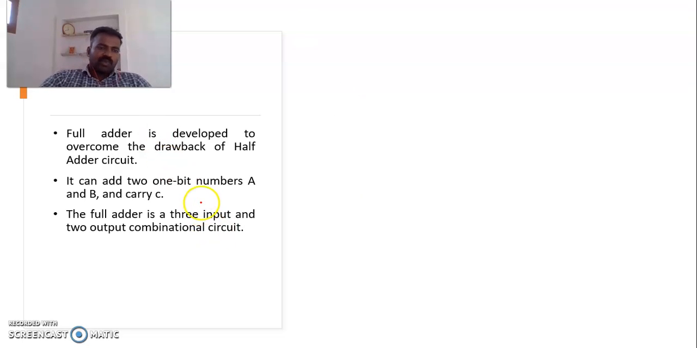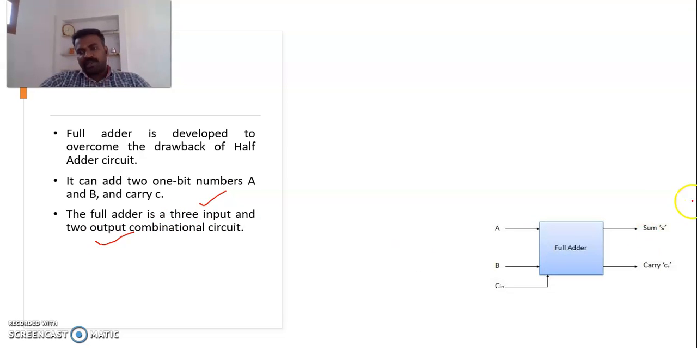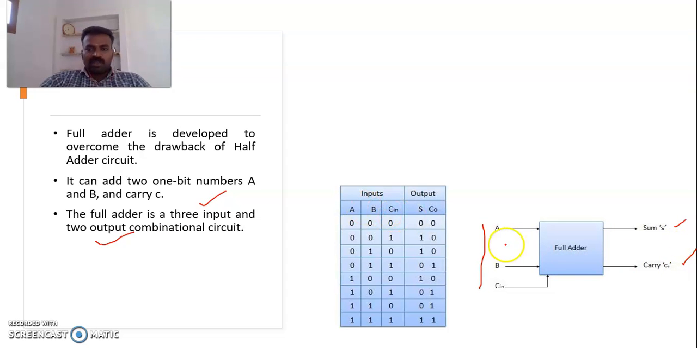So it is a 3 input and 2 output combination circuit. Have a look at the block diagram. 3 inputs A, B, C and 2 outputs, sum and carry. And the truth table for 3 inputs.